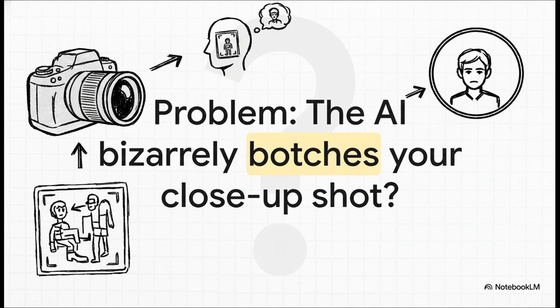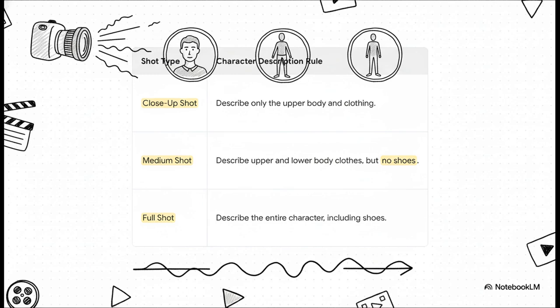Okay, this is another classic one that will drive you nuts. You ask for a tight close-up, but the AI, because it knows the character's full description from that master profile, right down to their shoes, it tries to include everything. And you end up with this weird, squished, badly framed shot. And here is the super elegant fix.